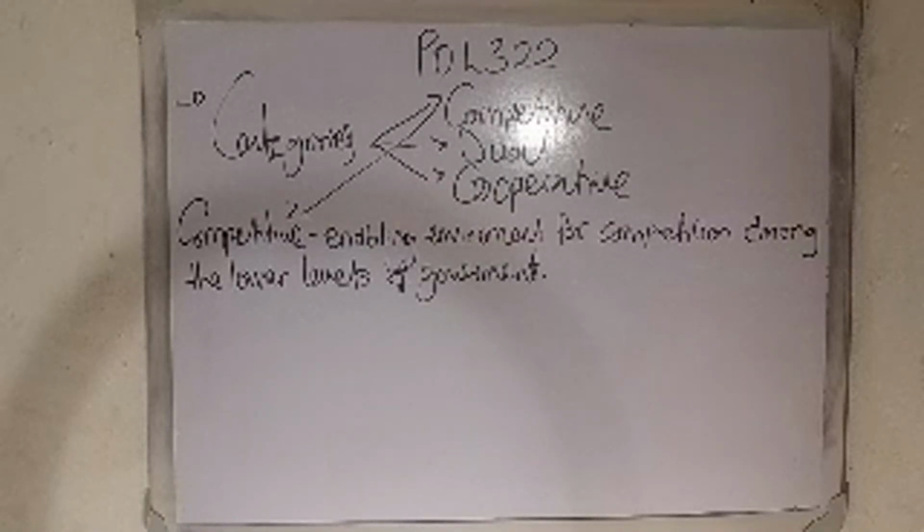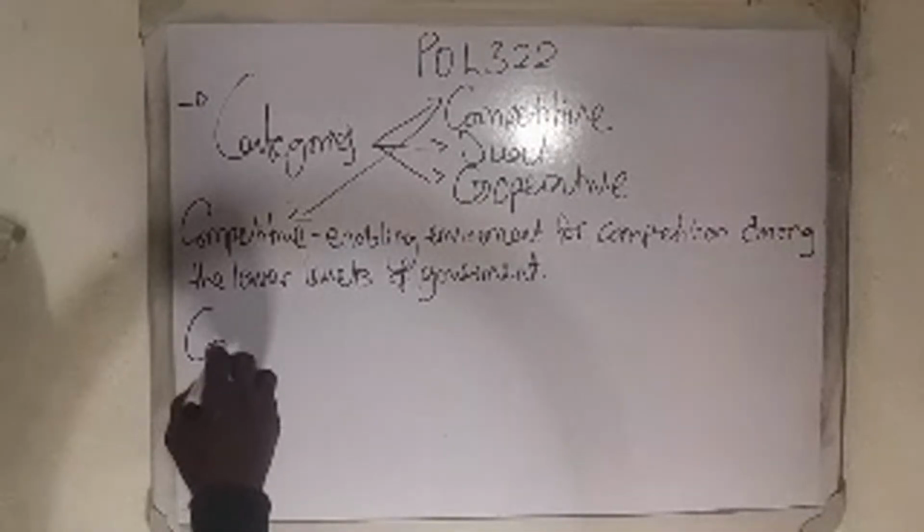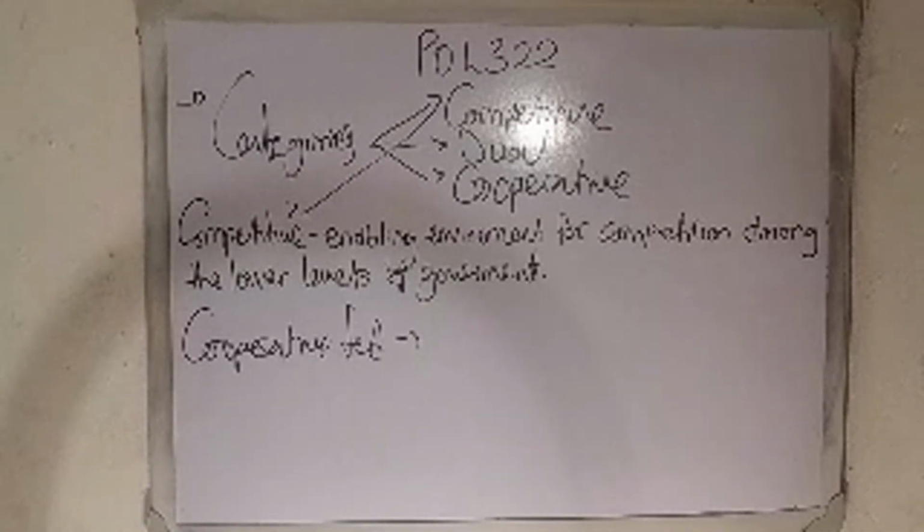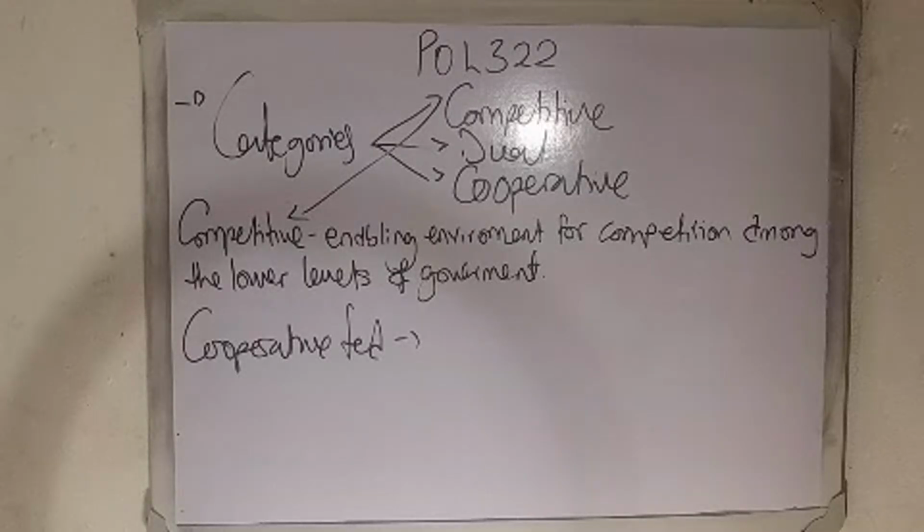And then we have the cooperative federalism. Now, cooperative federalism can be defined as both a constitutional and political idea that focuses on the decentralization of power and the emphasis on the possibility of equal sharing of power and governmental responsibility among various levels of government, which are the federal, state, and local levels.